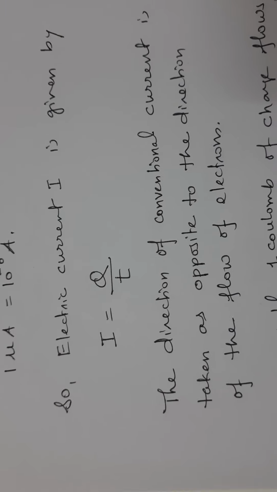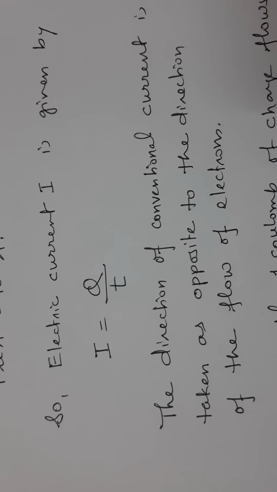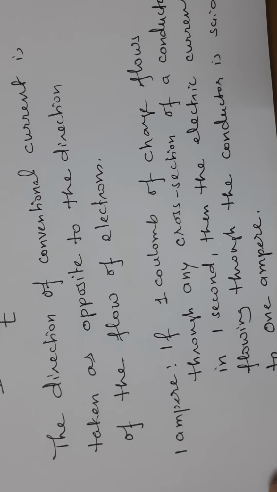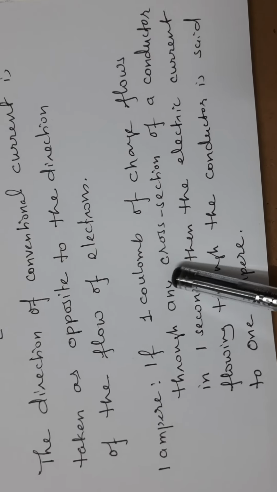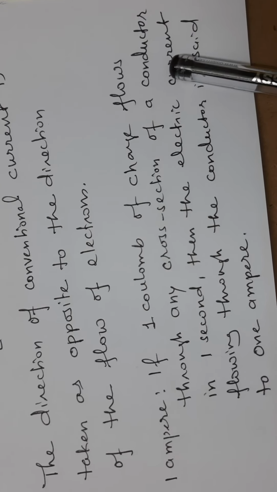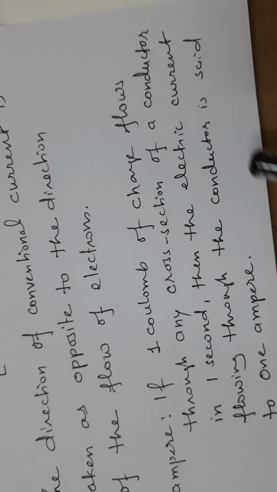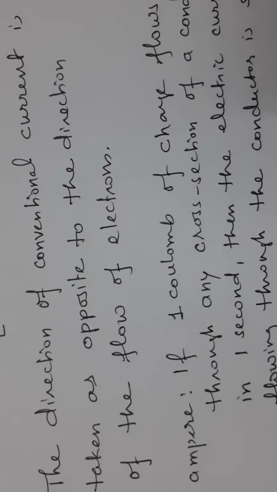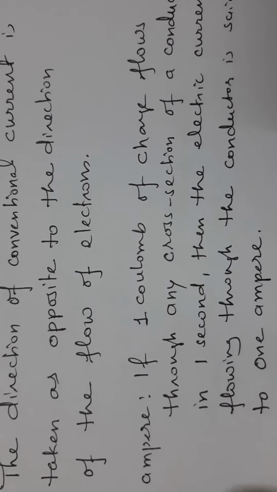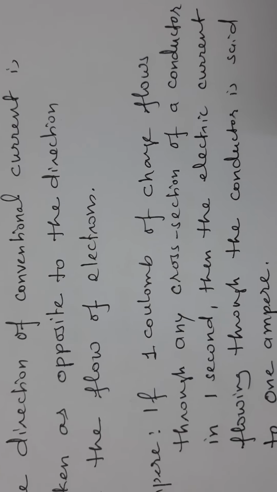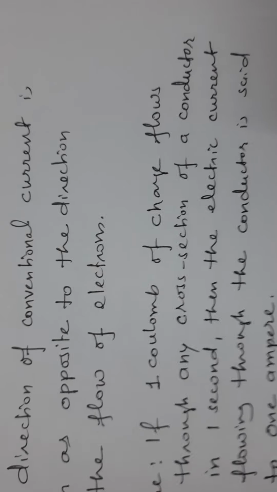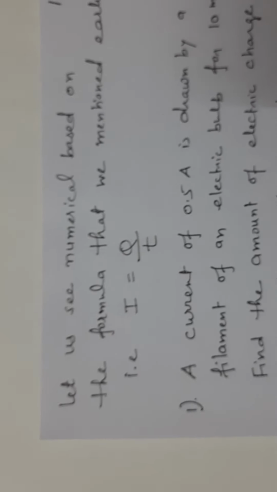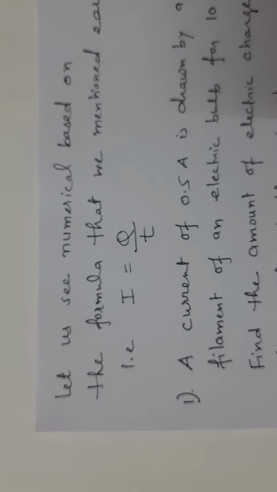Now whenever we write current, you may be asked, what is the definition of 1 ampere? Now the definition of 1 ampere is, if 1 coulomb of charge flows through any cross section of a conductor in 1 second, then the electric current flowing through the conductor is said to be 1 ampere. So what is 1 ampere current? If 1 coulomb of charge flows through any cross section of a conductor in 1 second, then the electric current flowing through the conductor is said to be 1 ampere. Do remember that.